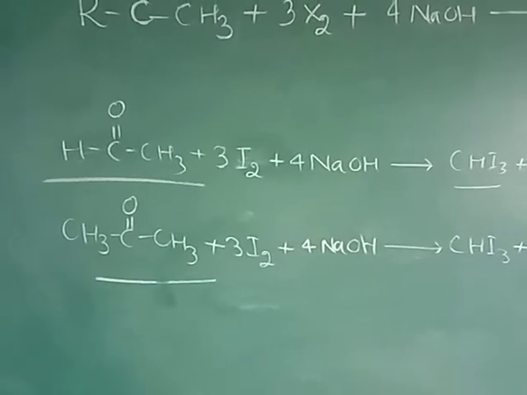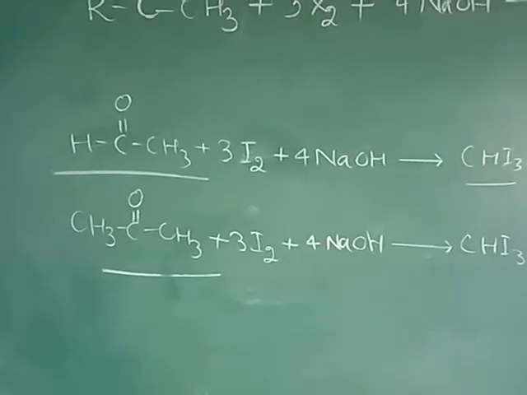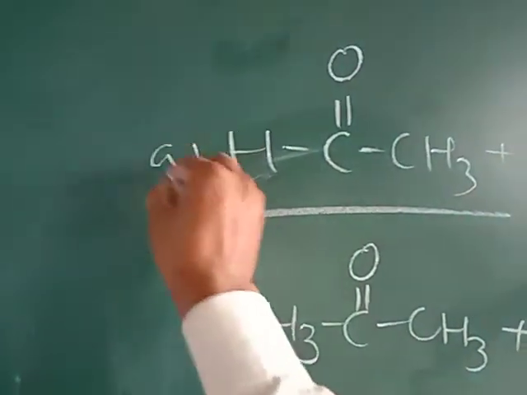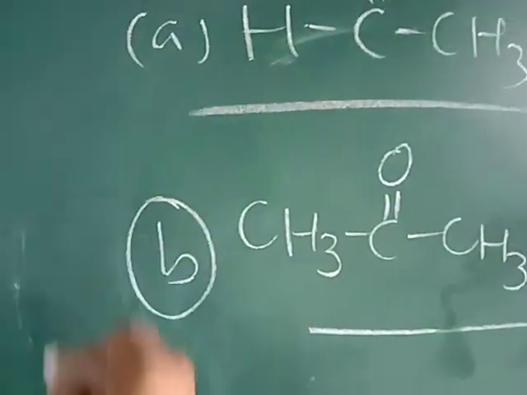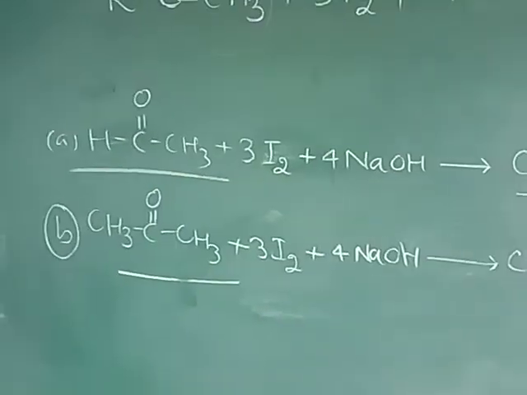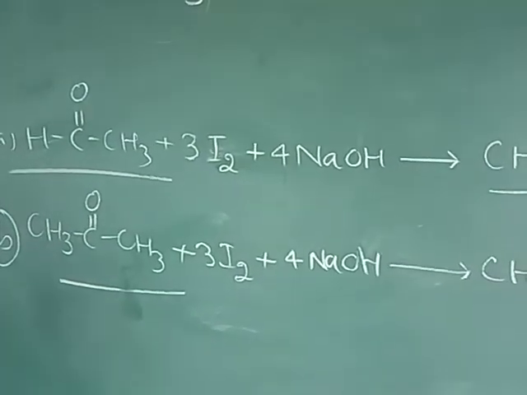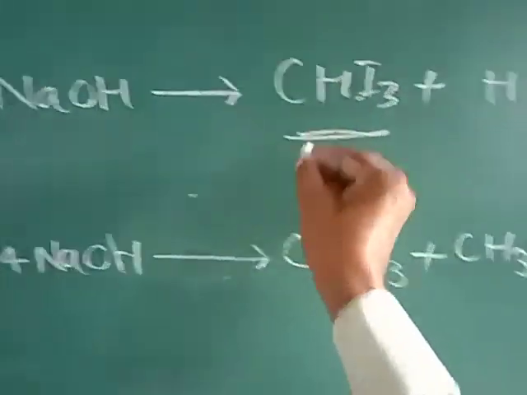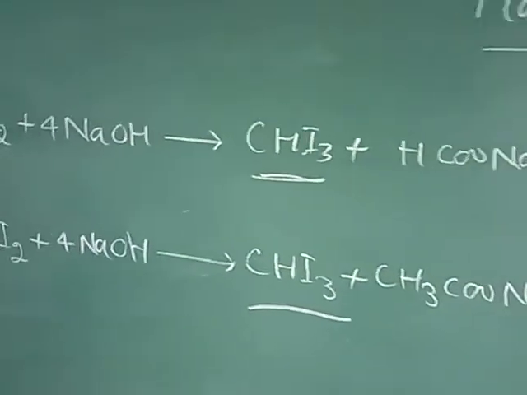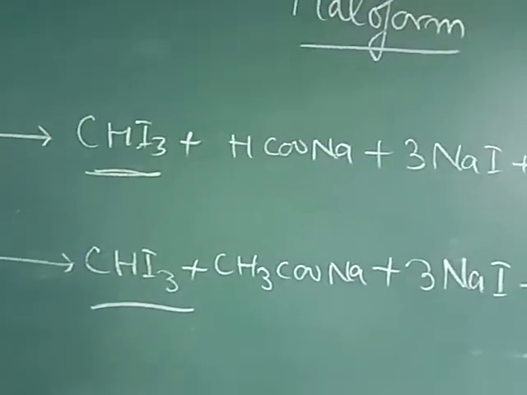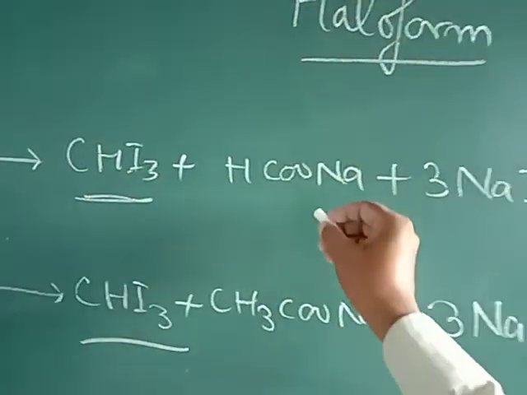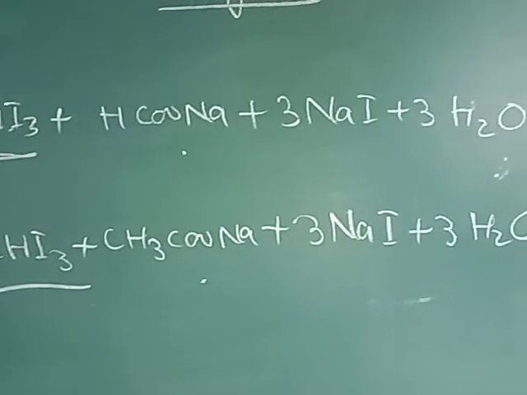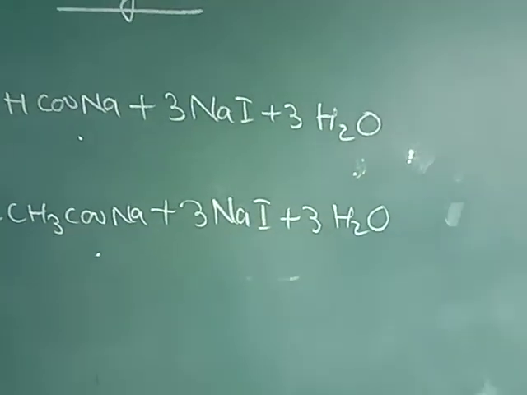This is the haloform reaction given by acetaldehyde, and the second one by acetone. Acetaldehyde and acetone react with iodine plus NaOH to give the yellow precipitate of iodoform. Other products, in the case of acetaldehyde, are sodium formate, and in the other case, sodium acetate. Sodium iodide and water molecules are also obtained.